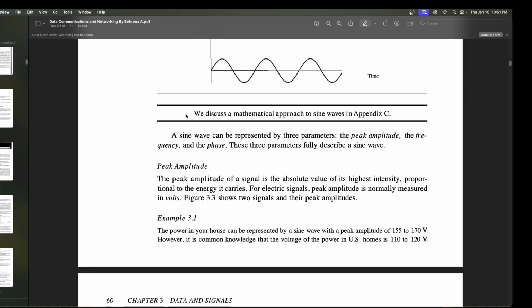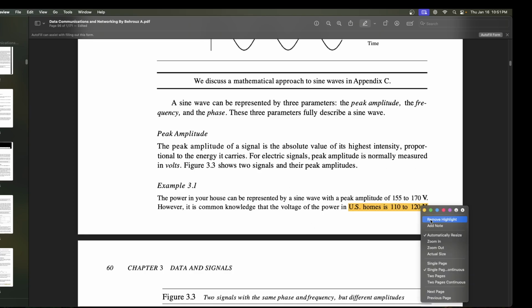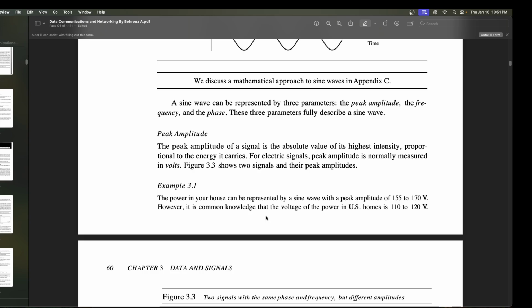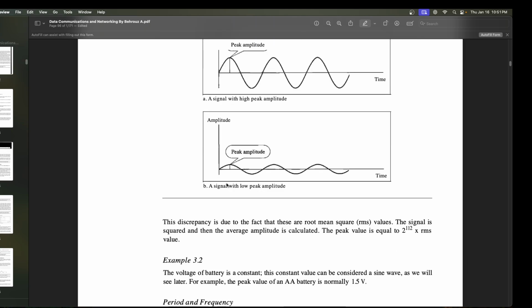Power in a house can be represented as a sine wave. So we have 155 to 170 volts. It's common knowledge that this is the voltage, basically AC to DC or however it's powered. And this is the peak amplitude.